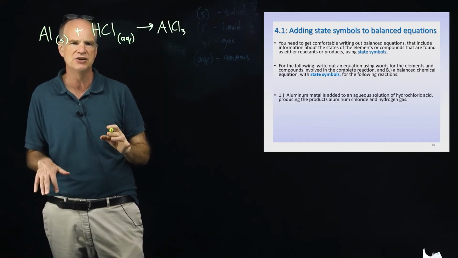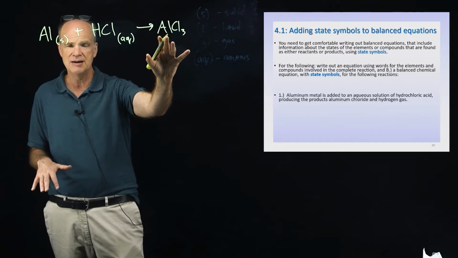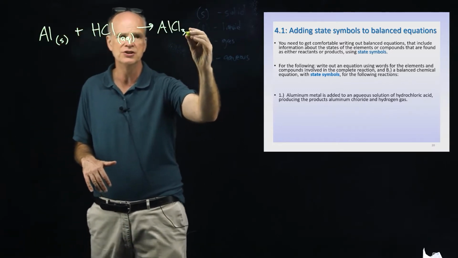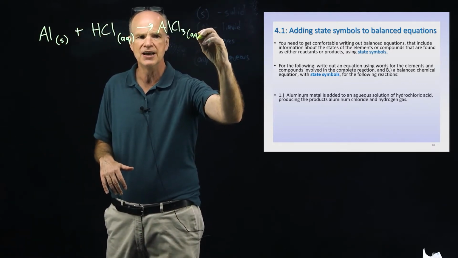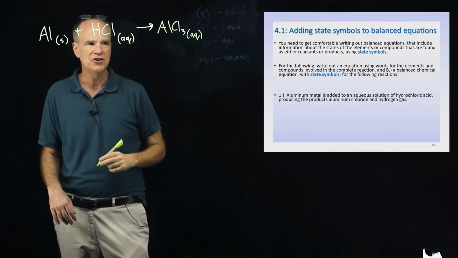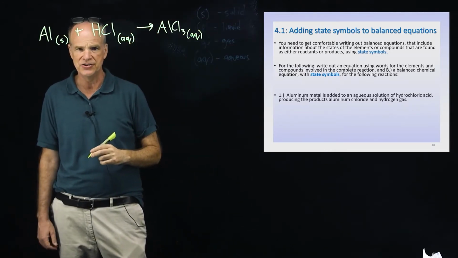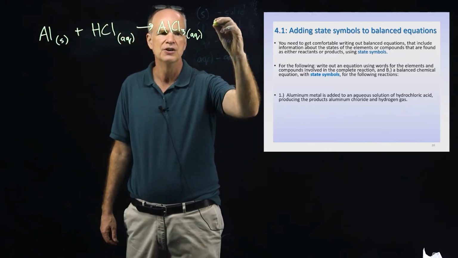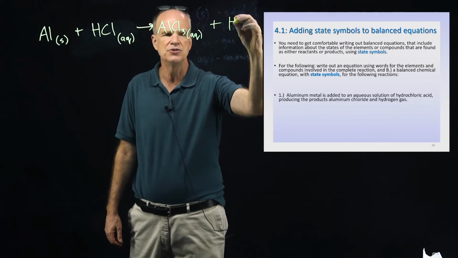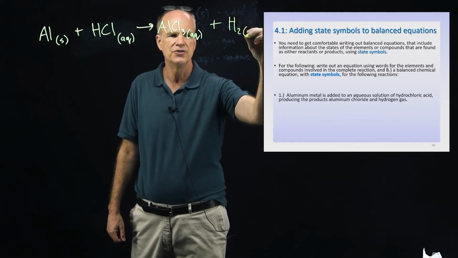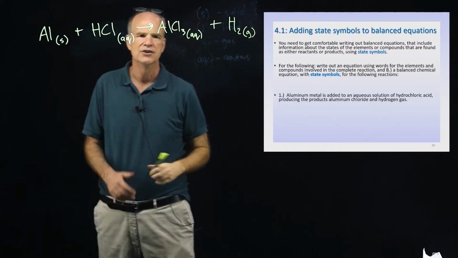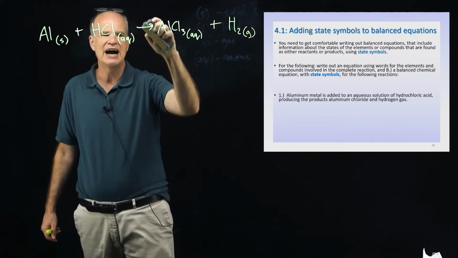So you might imagine that this ionic compound will form an aqueous solution. So you might make a good guess that this is (aq). But also another product is hydrogen gas. And so hydrogen gas is H2, and then this is (g). Okay, so now I gotta balance this.